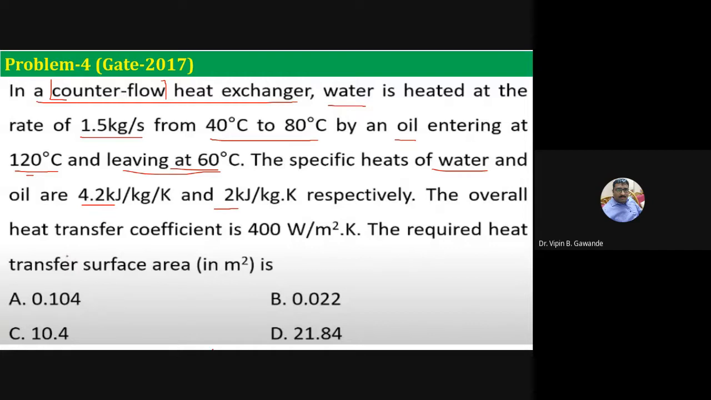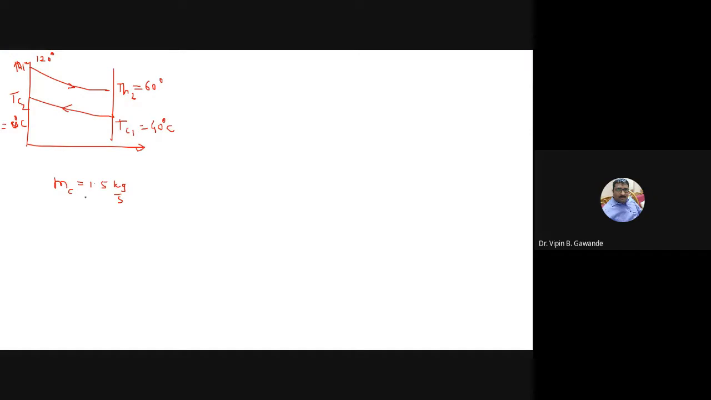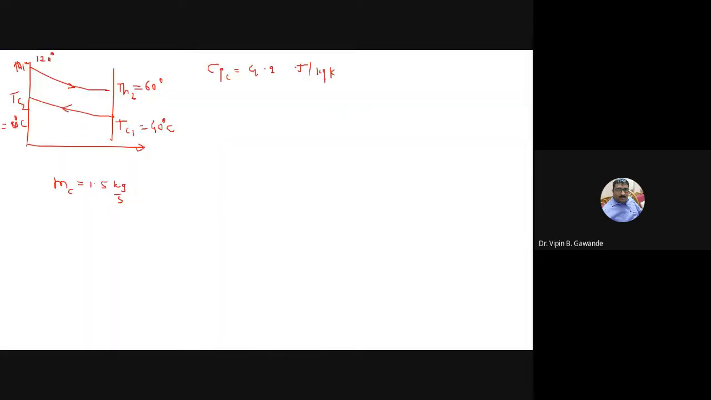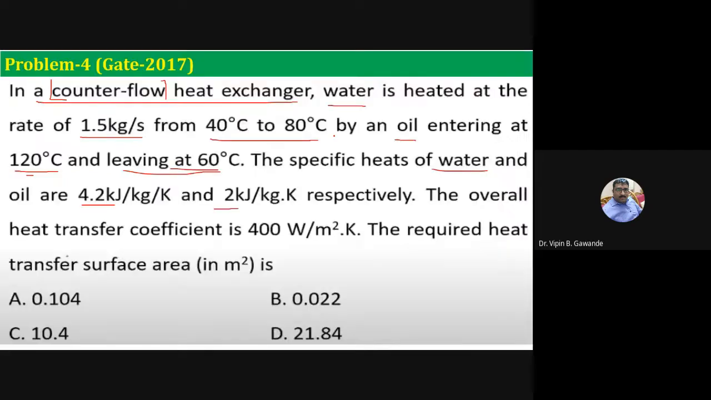Sorry. So for water it is given 4.2. Okay, 4.2. So for water, CPC is equal to 4.2. I think it is joule per kg Kelvin. Okay, so it is kilojoule. So we have to be very careful about this one. Kilojoule it is given, 4.2 and 2 kilojoule for the hot fluid, that is for the oil. 2 kilojoule per kg Kelvin, respectively.